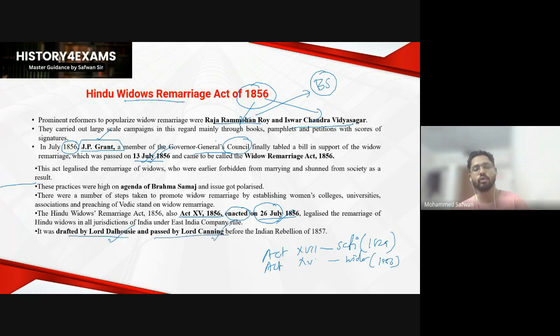So we have the presence of two viceroys or two governor generals. During the time of Lord Dalhousie it was put into a bill, and later it was finally passed and enacted during the time of Lord Canning. The enactment date is 26th July, and the passing date was 13th July. Focus on this 26th July 1856. This is enough. And focus on the two very important personalities, both Rajaram Mohan Roy and Ishwar Chandra Vidyasagar, who both advocated for widow remarriage as well. You got it?